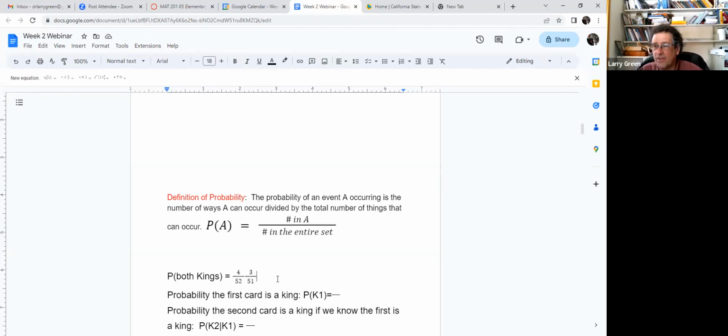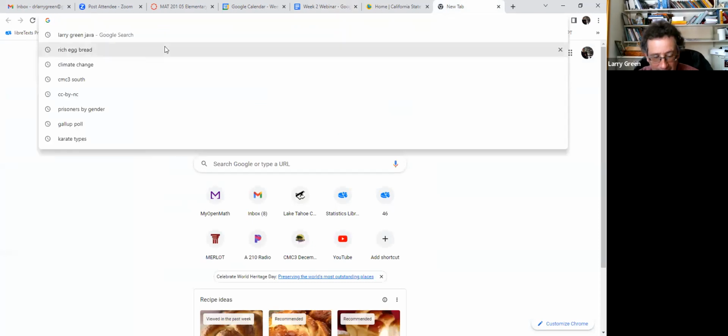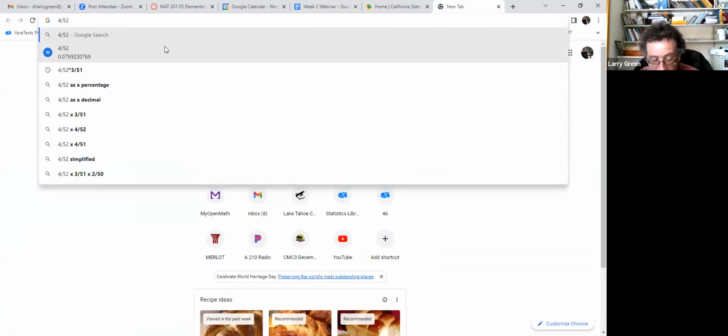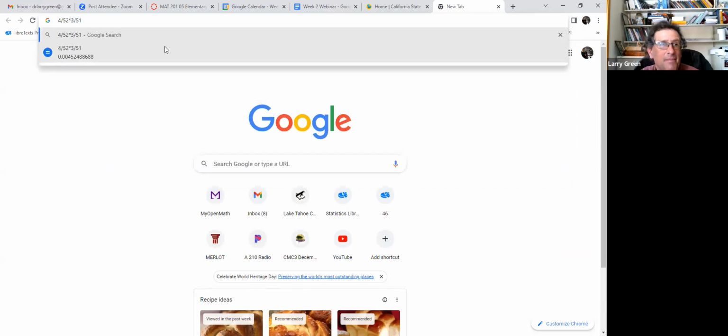Okay, now it turns out that if you have two events like this, and you want to find out the probability of both of them happening, you can use what's called the multiplication principle that says just multiply the two probabilities. First, the probability of the first one happening, and then say, well, let's suppose the first one happened. Now what's the probability of the second one happening, if you know the first one happened. Okay, and now what I can do is 4 over 52 times 3 over 51. And it gives me about 0.0045. That's good enough.